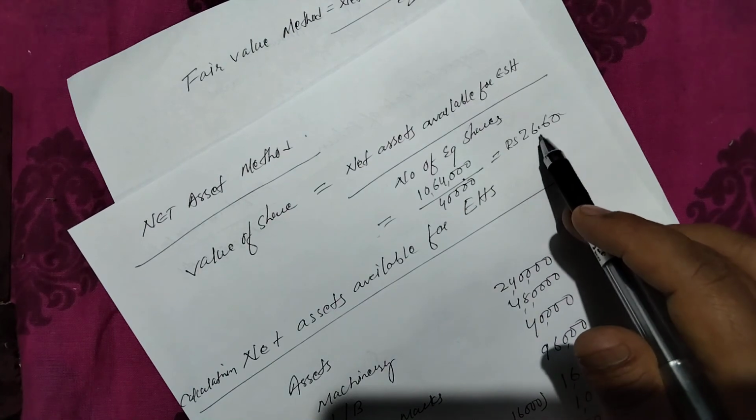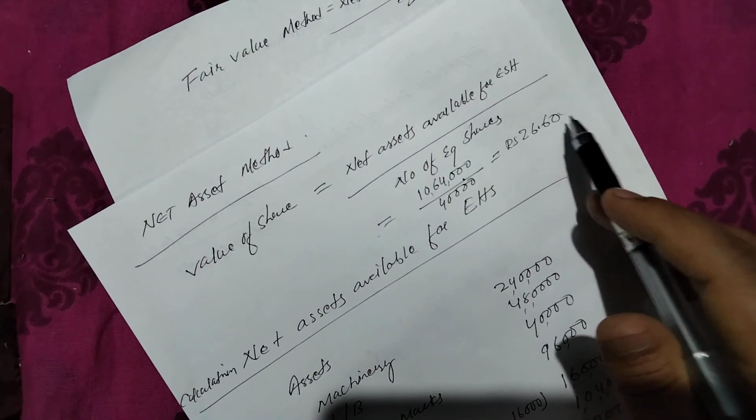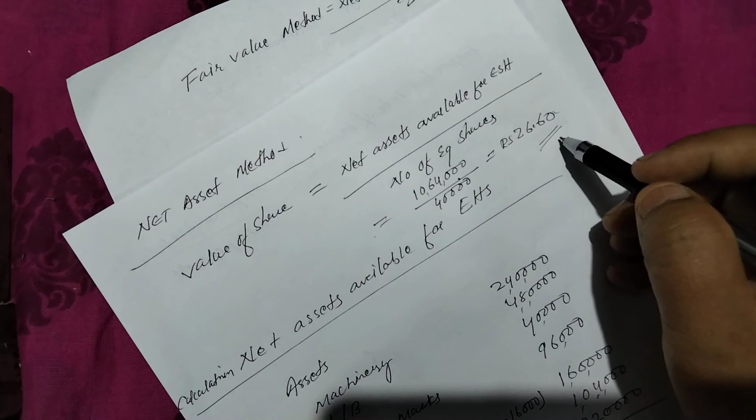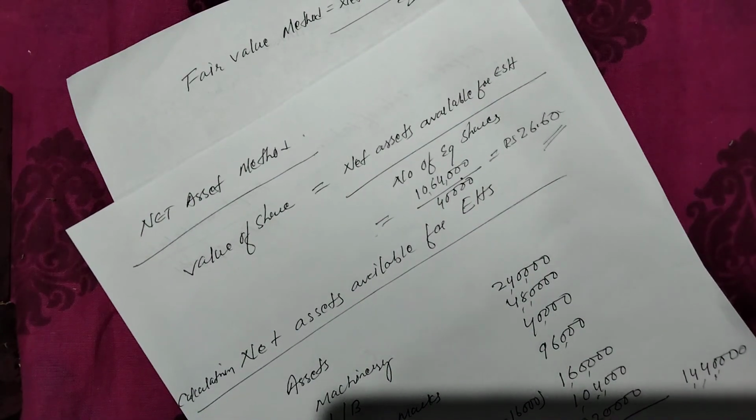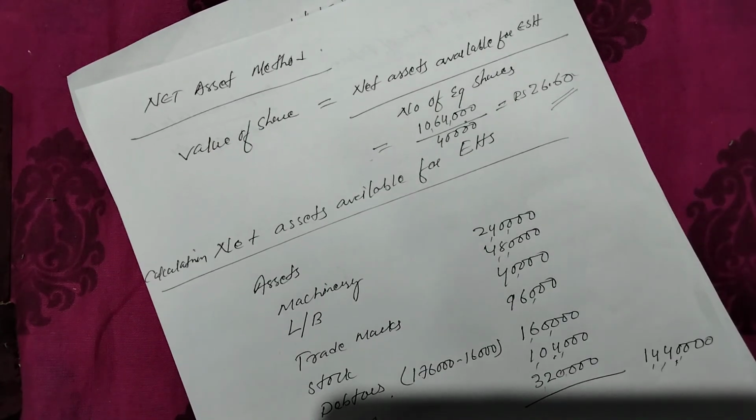It comes to 26.60. So this is the value of each equity share under the net asset method.